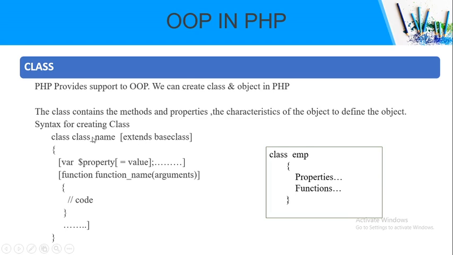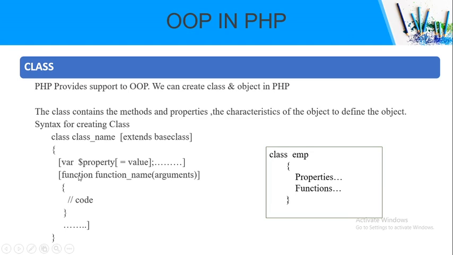If this is your base class, then there is no need to extend a base class, but if this is your child class, then you can extend the base class features. Then in the open bracket you can declare the number of variables, meaning the properties, or you can also assign a value at the declaration time for that particular variable. Then here you can declare or define a function.